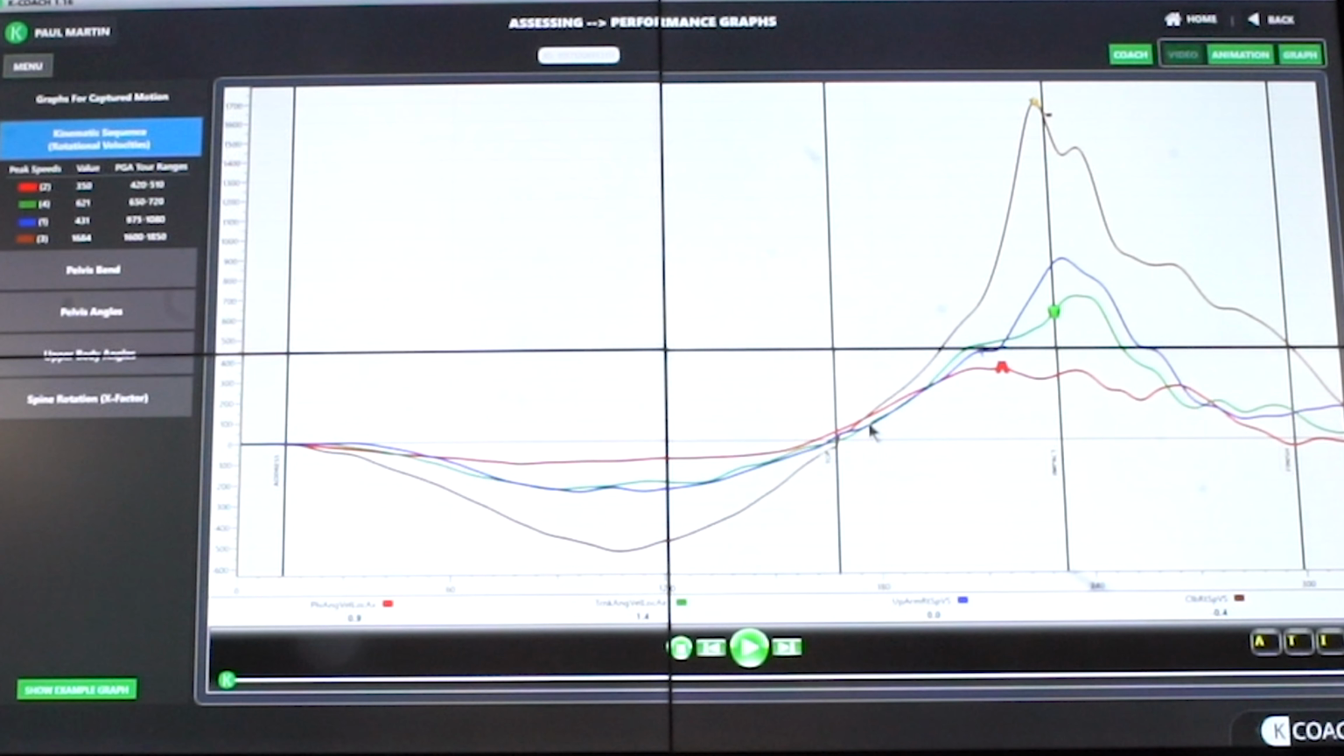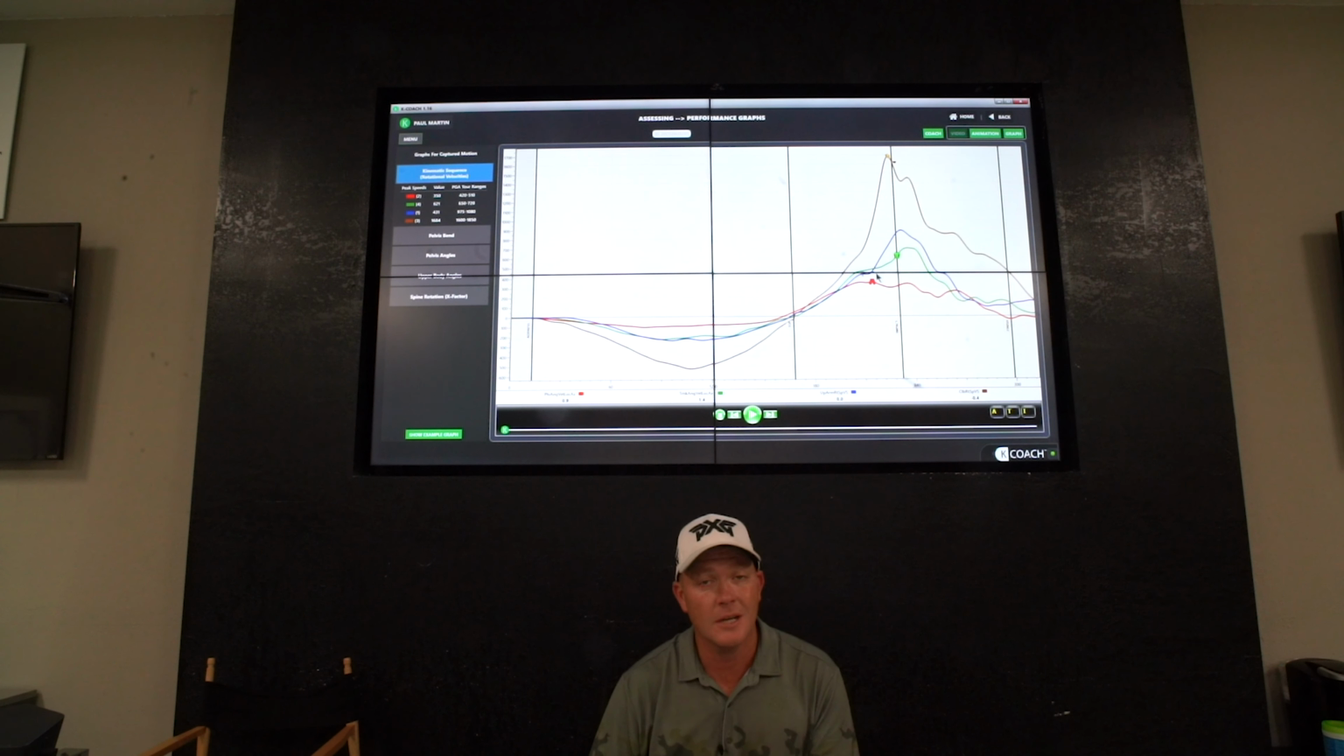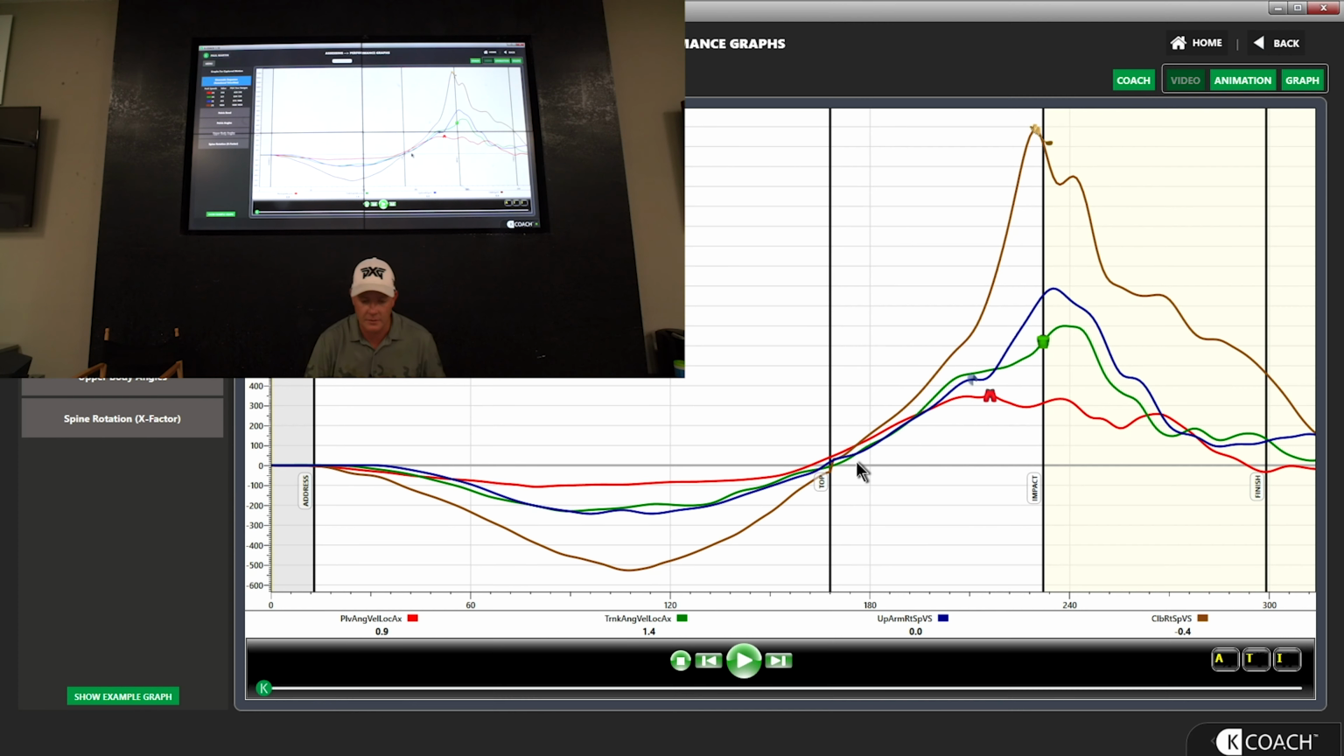Now we've got our second player up that we're analyzing. And if you remember when we're looking at the peak speed sequence, and this player really struggles with consistency, we see that that's a little bit all over, but at the same time, they get some pretty good speed. And when they sync it up, they get pretty darn good distance. So let's see how they do that.